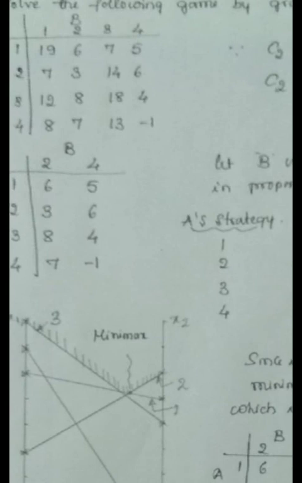In such problems, we should use a combination of the dominance rule and the graphical method. Next, solve the following game using the graphical method. In this, the matrix given is 4 cross 4. We cannot apply the graphical method directly to a 4 cross 4 matrix. It should be reduced to a 2 row or 2 column problem. To eliminate 2 columns or 2 rows, we should apply the dominance rule.